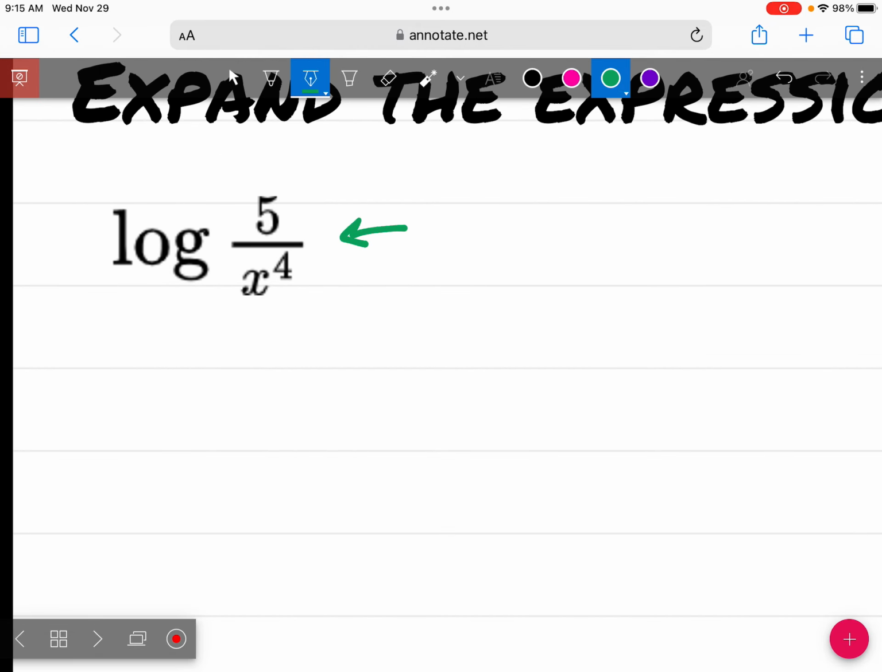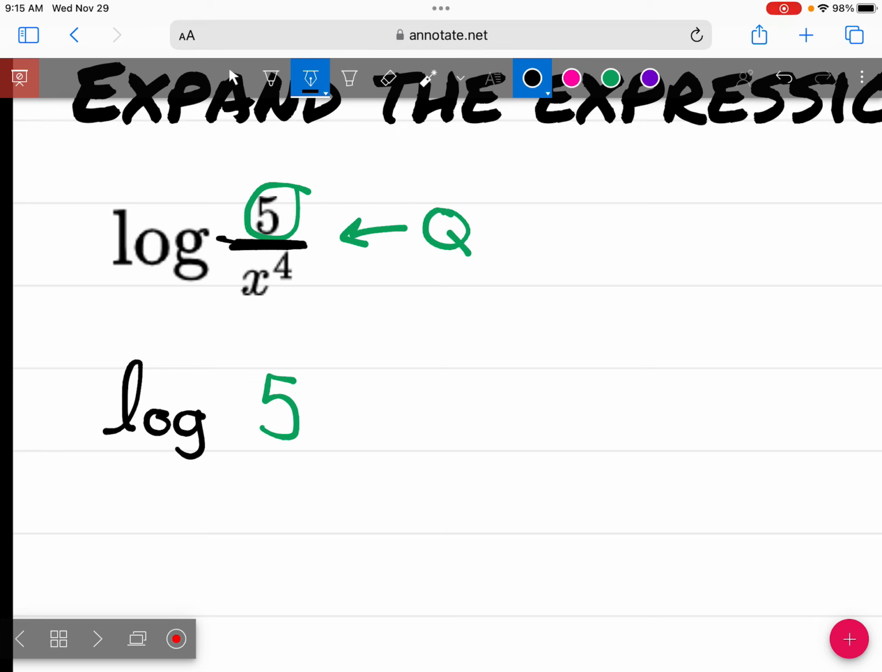So we're going to start here with our quotient property, where we're going to take our log of the numerator, log of 5, and we're going to subtract. I always think of the division symbol kind of looks like a subtraction. Numerator minus denominator. And aside from that, it's kind of reverse order of operations. We start from the outside and work our way in. So the first operation happening here is division. x to the 4th.